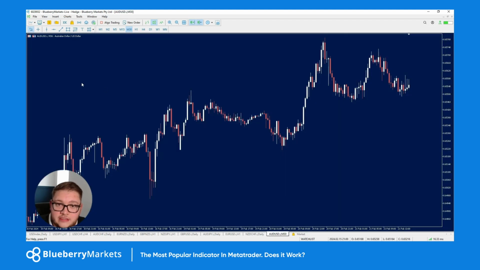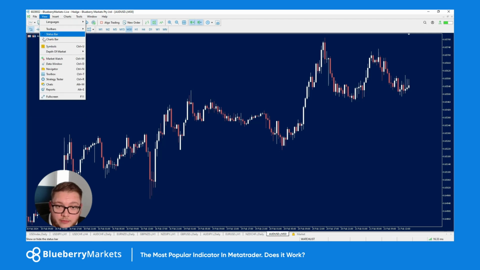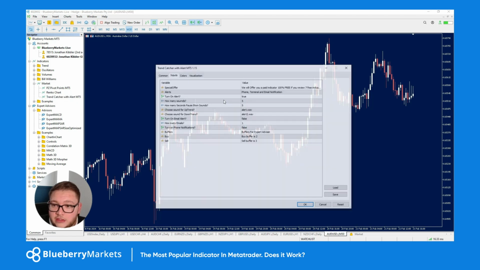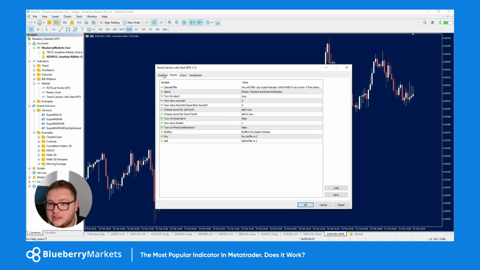So I'm just going to go to Aussie US dollar, and what we need to do now is open up my navigator here. You can see it says market and trend catcher with alert. I'm just going to double click on that, and we can see there are some inputs here.